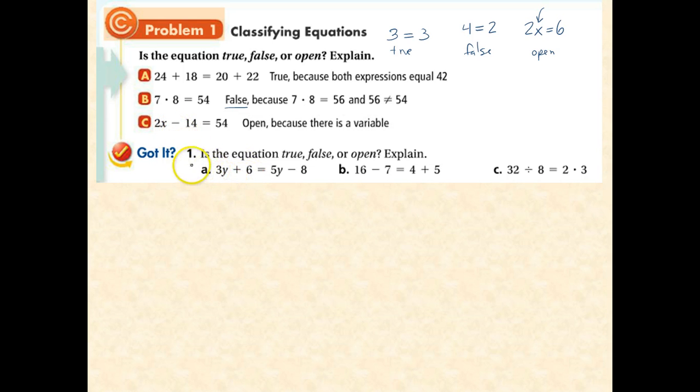How about down here? Pause, see if you can figure them out. Alright, is this true, false, or open? It has a variable in it, so it is open. Is this true, false, or open? Well, 16 minus 7 is 9, and 4 plus 5 is 9, so this equation is true. How about this one? True, false, or open? 32 divided by 8 is 4, and 2 times 3 is 6. So this is false.